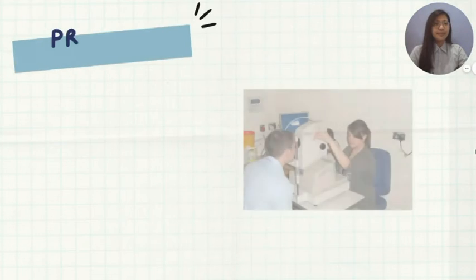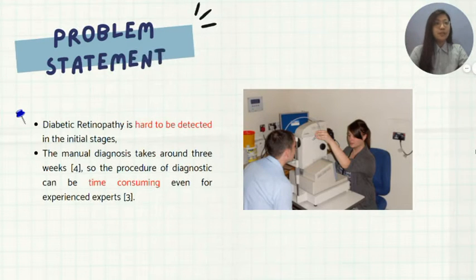The problem statement for this study is that diabetic retinopathy is hard to detect in the initial stage, and it is tough and time consuming to use the manual method to identify and get the details of fundus images, as it takes around 3 weeks to get the result of the severity level of diabetic retinopathy. So using the manual method to get the severity level of diabetic retinopathy can be time consuming even for the experienced expert.